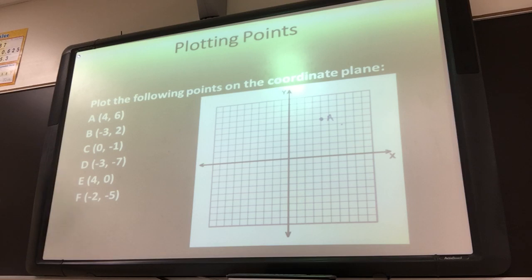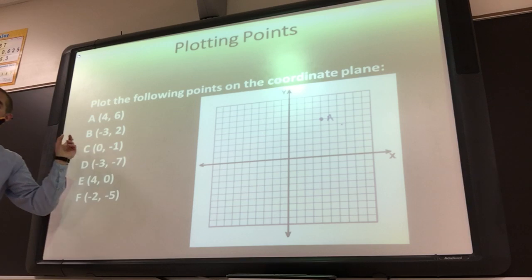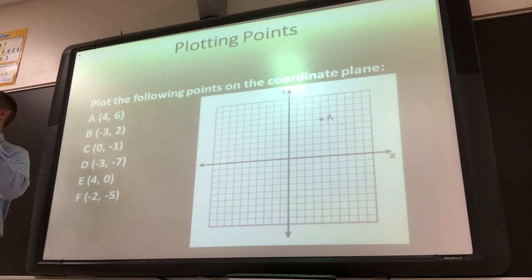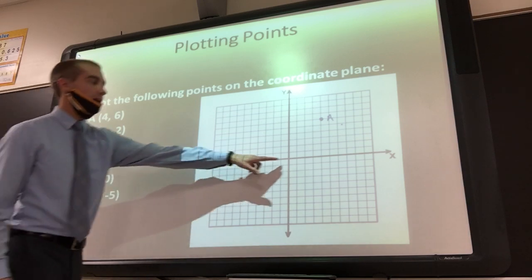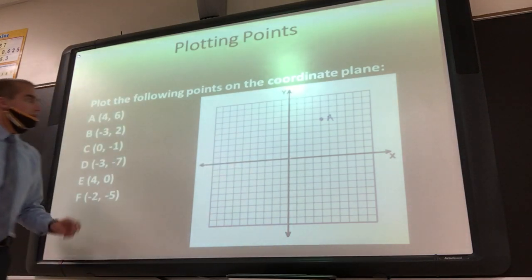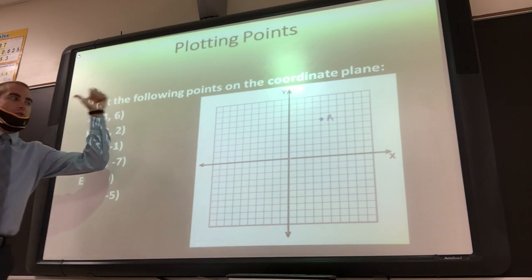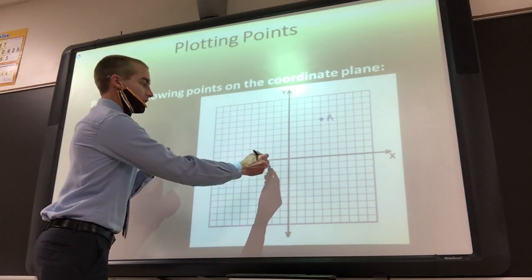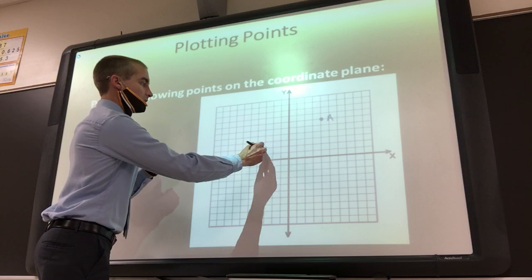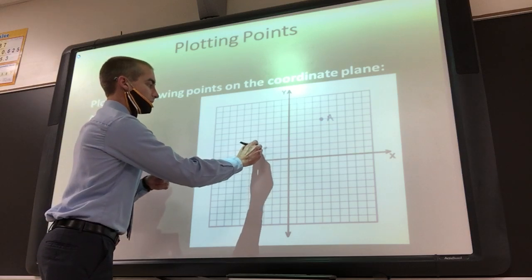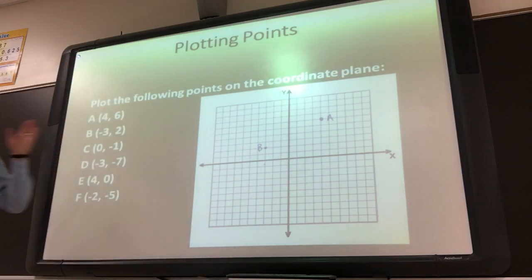Okay, when I go to plot point B, I'm going to start at the origin again. So I'm going to start back at 0, 0 once again. This time I'm going negative 3. The first is left or right. So negative in the x direction would be to the left. And then positive 2 means I'm going to go up 2. So negative 3 is left 3. Positive 2 is the y coordinate. I go up 2.